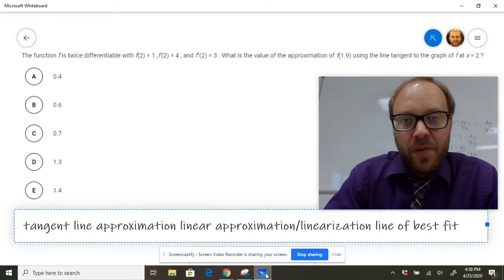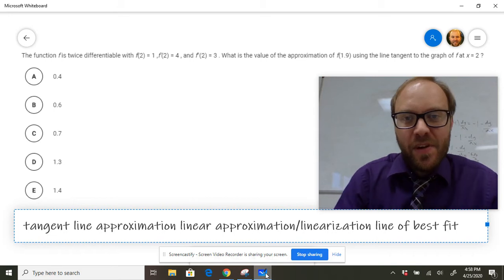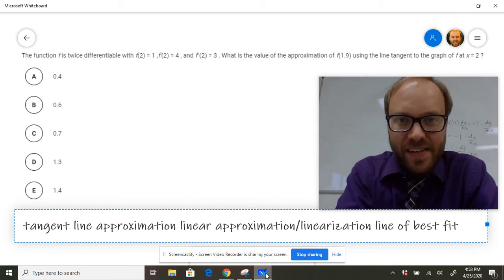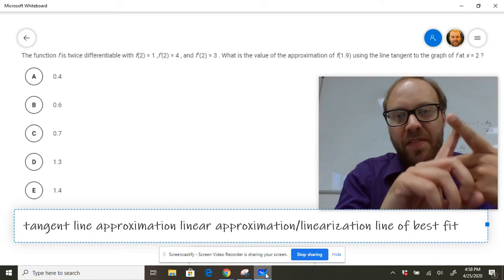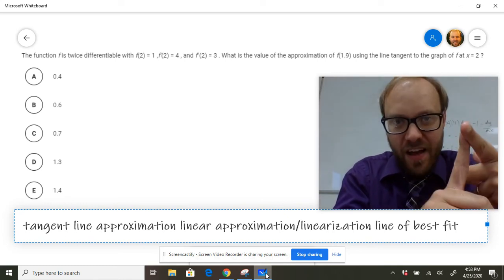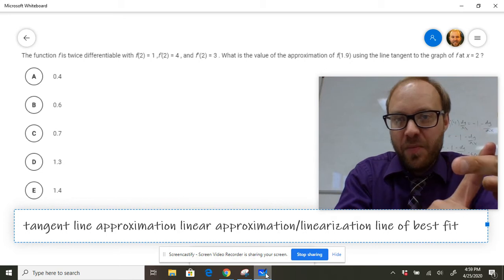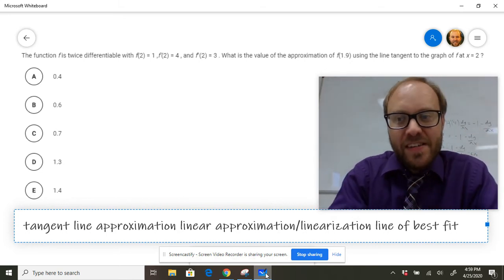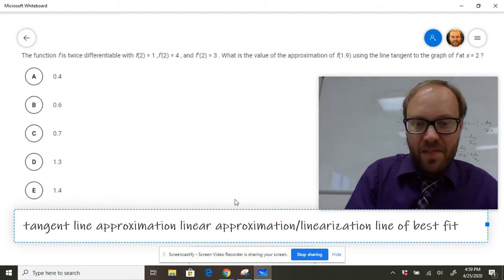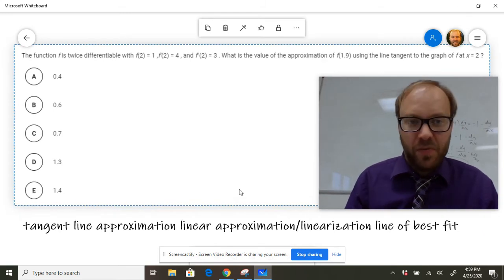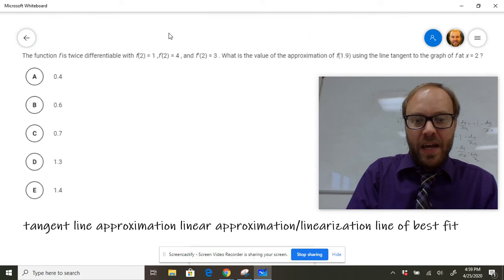to run through an example of a tangent line approximation problem. These questions get worded a lot of different ways, and they're all the same thing. They might ask you to approximate a value of a function using a tangent line. They might ask you to find a linear approximation. Sometimes it's called a linearization of the function. You might even occasionally hear it called a line of best fit. Okay, all of these different things would kind of fall in the same category.